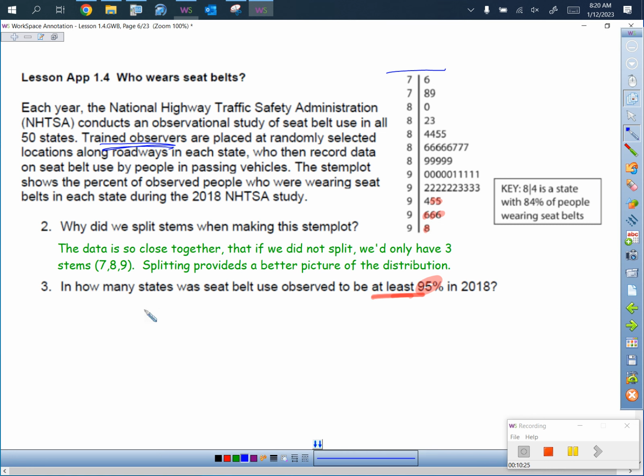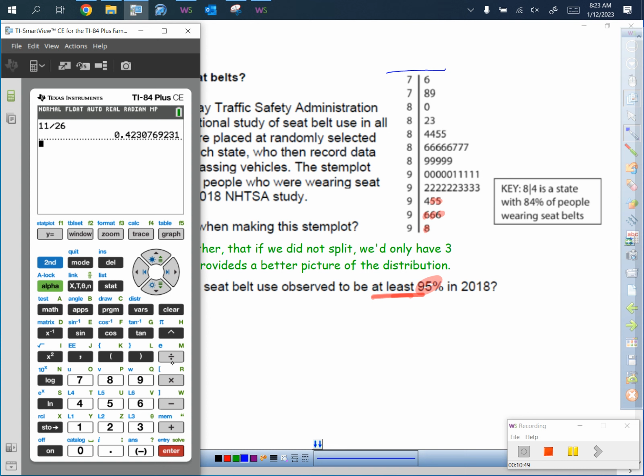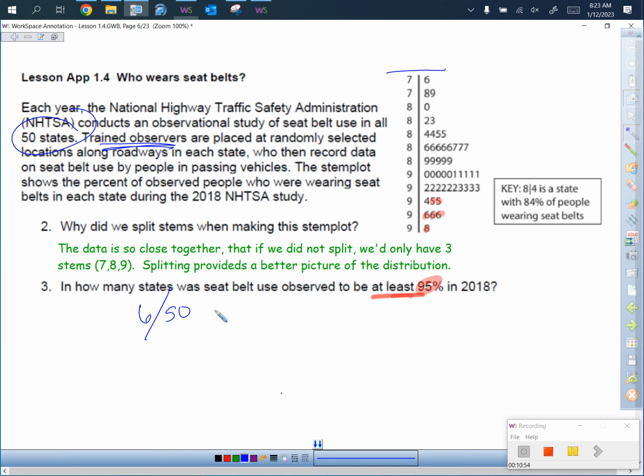Six, and since they want a percent, out of how many? Well, it looks like we probably have to count all the leaves, right? Oh, nope, maybe they told us. Isn't there 50 states in there? So we don't have to count them all up, because they told me. So 6 out of 50, and I'll let you change that to a percent. 6 out of 50. Yep, that's nice and exact: 0.12, which is 12%.